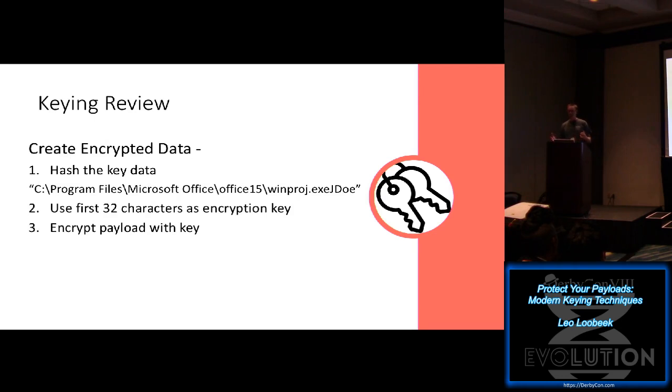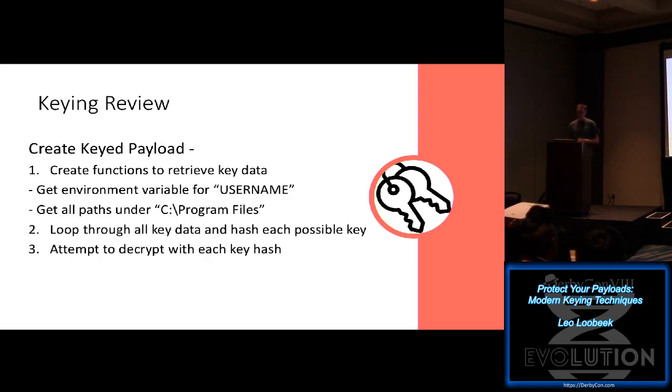So first, the attacker would go ahead and create the encrypted data on his side. You can't use that string as a key because you're going to need 32 characters. So you hash the key data and use the first 32 characters, because AES encryption needs a 32 character key length. Then you encrypt the payload with that first 32 characters of the hash. Now that you have the encrypted data, you can create the keyed payload that you want to execute on JDoe's workstation.